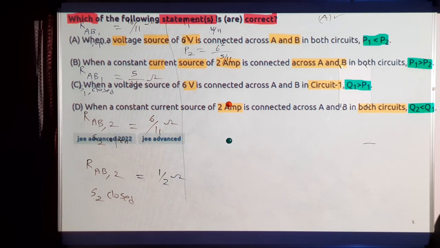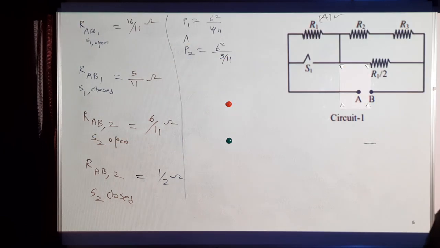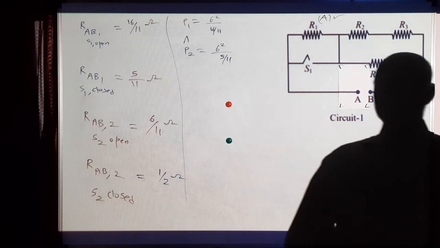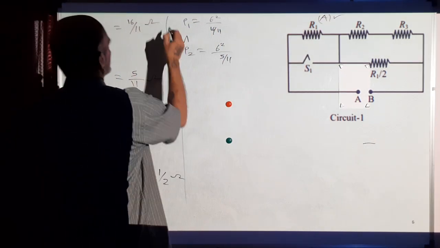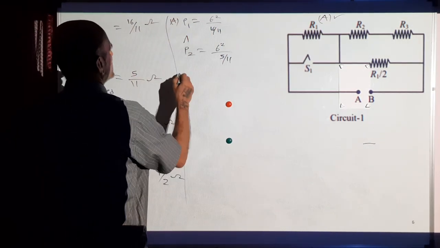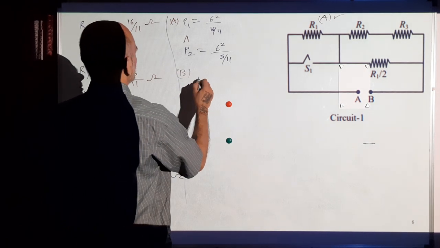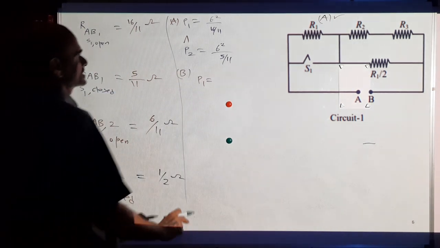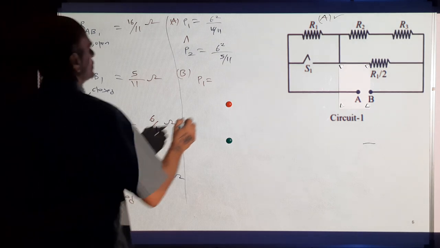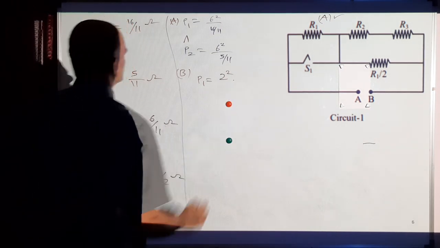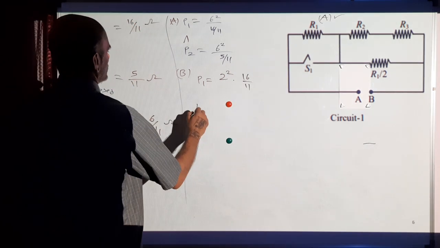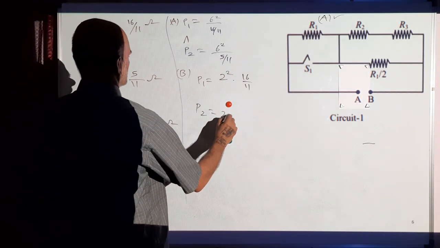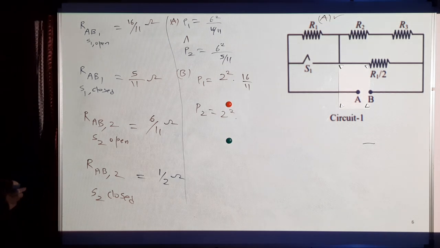And for statement B, a constant current source of 2 amps is connected across A and B in both the circuits. So you have to compare P1 and P2. When the current source is connected, the power dissipated can be written as I square R, and I is 2, so I square into R is 16 by 11.